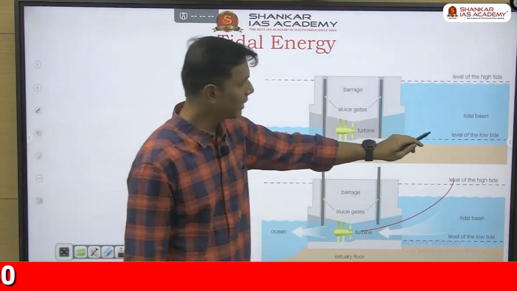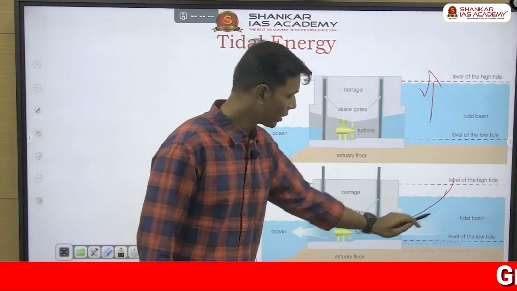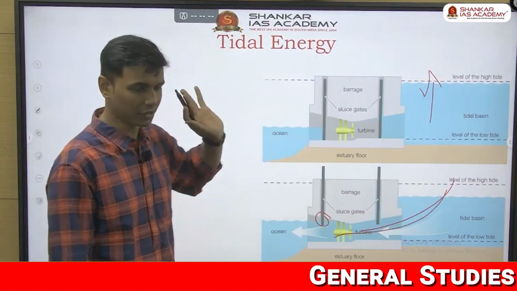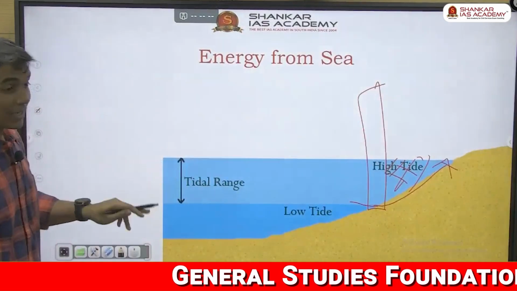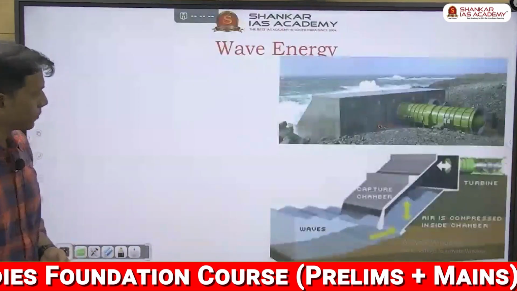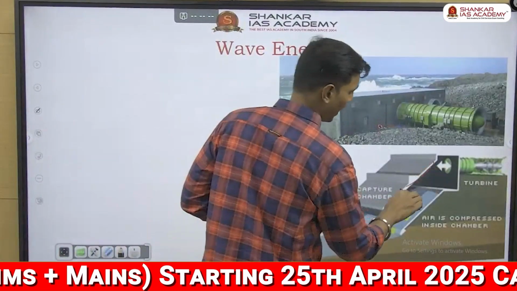So during high tide, we have stored water here. During low tide, we are opening the gates, and then the water gushes through, potential into kinetic, kinetic into mechanical, mechanical into electrical energy. This is called tidal energy. Then coming to wave energy. What happens in a wave energy is, we are building a chamber like this. In this, you have air that is stored here.